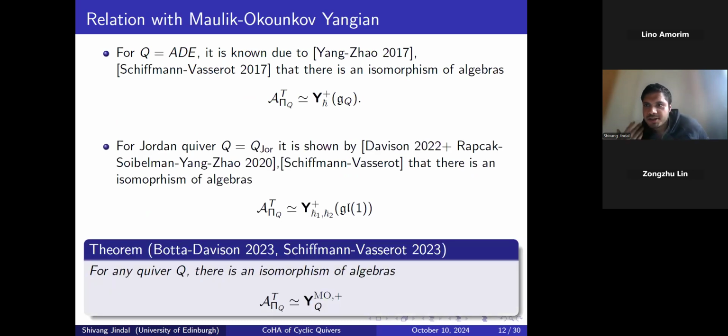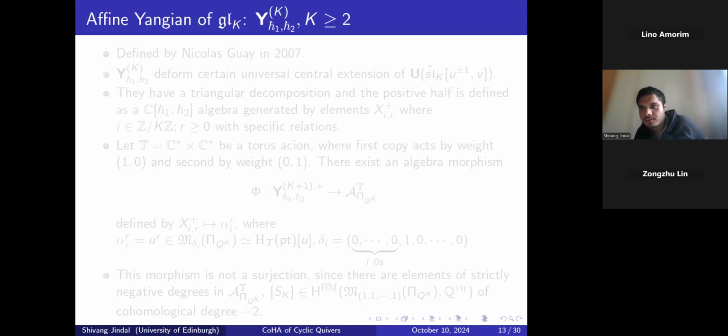So not much is known for the cases except Jordan quiver or the ADE quiver, and my work calculates it for cyclic quiver. For cyclic quiver, what we get is an algebra which was originally defined by Nicolas Guay in 2017. They define an affine Yangian of GL_k. So this algebra is defined.